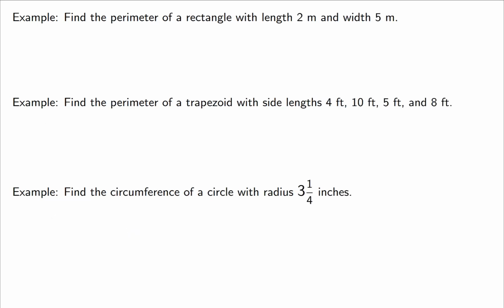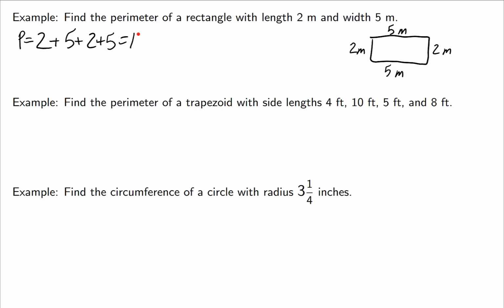Next examples. Find the perimeter of a rectangle with length 2 meters and width 5 meters. Remember, this is perimeter, so you might also consider there's a 2-meter length here and a 5-meter length here. You could use the formula, or you could just add them together. I think I prefer to add these together this time. 2 plus 5 plus 2 plus 5 is 14 meters. That's actually a very large rectangle.